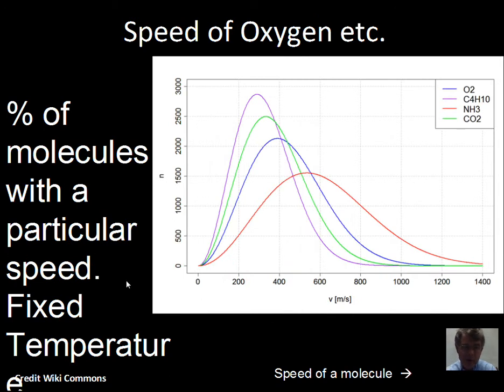Here we have, again, a fixed temperature, and taking a look at oxygen, methane, ammonia, carbon dioxide, and what we see is, again, the same trend. The molecules that are heavier, where there's more mass, travel slower, so this purple line, and the molecule that's simpler with less mass, the nitrogen and 3 hydrogens in the molecule, that has the highest speed. And for the terrestrial planets, the molecules with high speed are the ones most likely to leave the planet.